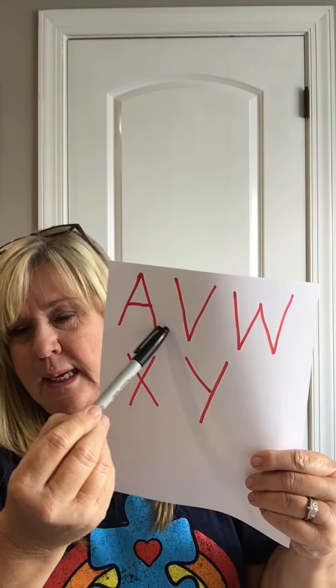So a capital A is a leaning line down, the other side, and a sleepy line across the middle. A V is a leaning line down and then a leaning line uphill. A W is a leaning line down, leaning line up, leaning line down, and leaning line up.